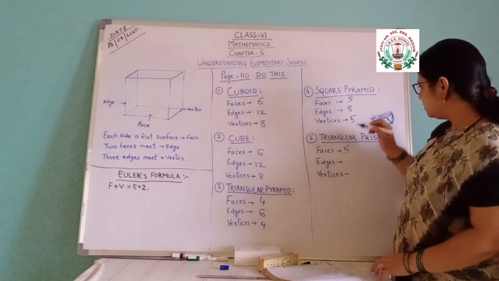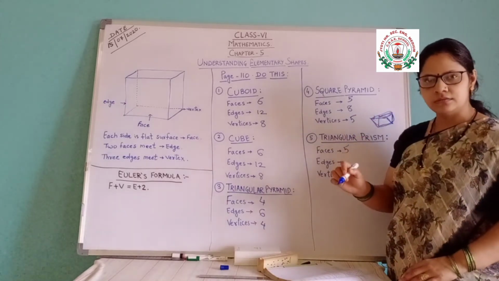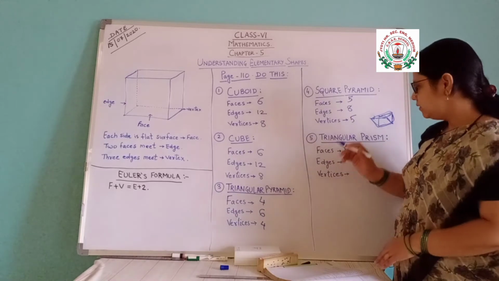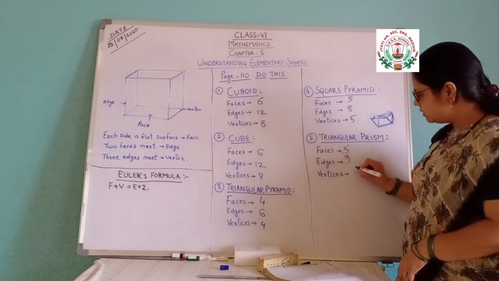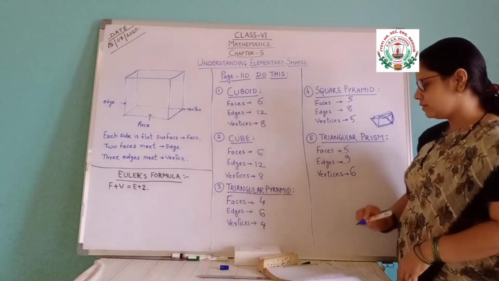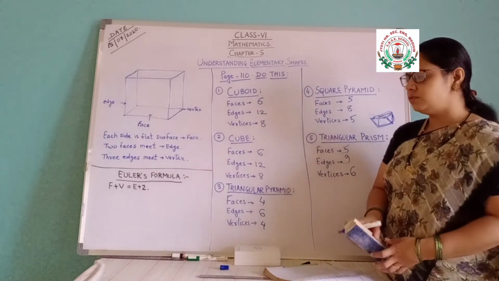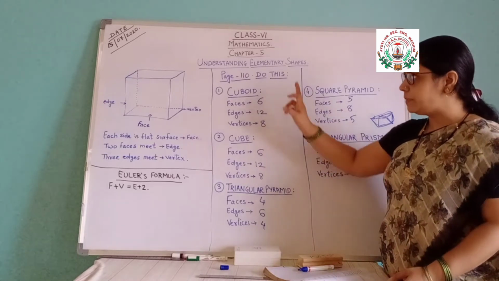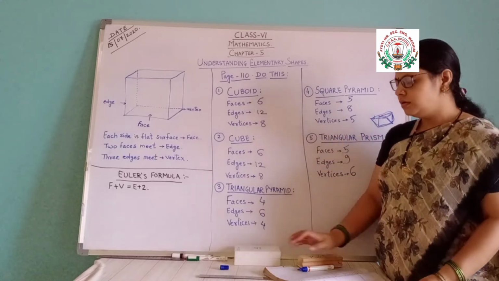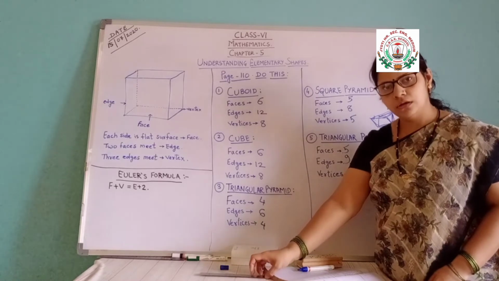And edges from all the corners from where it is folded. You can just go on counting. It will be 9. And corners, it will be 6 corners. This you have to note down in your notebook. So this completed page number 110, which you have to write down in your notebook.